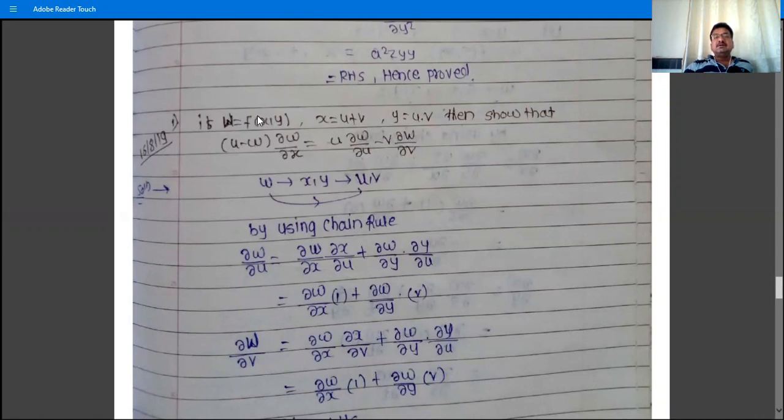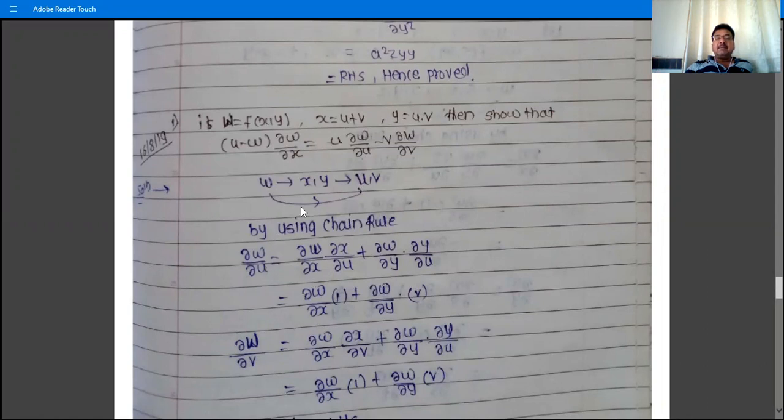So what is given? w is a function of x and y, and x and y are functions of u and v, and so w is a function of u and v. By chain rule, we have ∂w/∂u and ∂w/∂v. So consider the RHS and show the LHS. First find ∂w/∂u by chain rule.